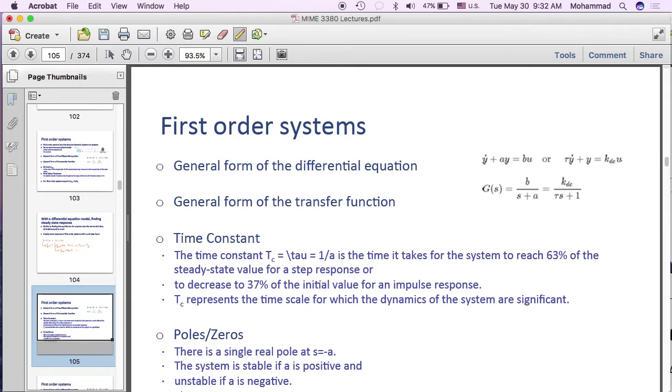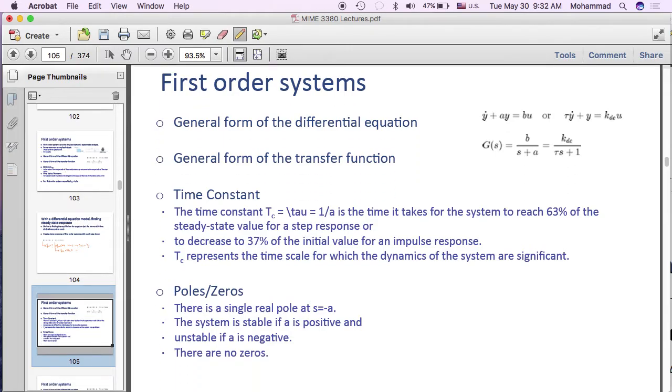Okay, so we talked about time constant and the significance of time constant and the fact that it shows how fast the system responds. And as a reminder, it's the time that it takes for a constant input, which is a step type response, to go from 0% to 63% of final value. That's the time that it takes.